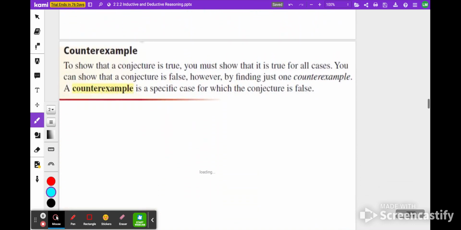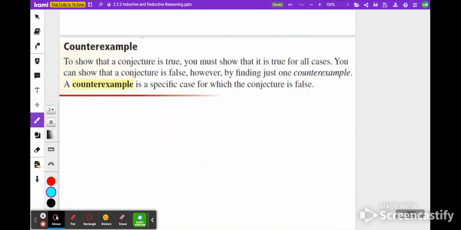The next thing we're going to discuss is what a counterexample is. A counterexample is when we have a specific case for when the conjecture is false. That's when we want to prove our conjecture wrong, almost like devil's advocate, if you've heard of that terminology before. So to prove a conjecture true, you have to show that it is true for all cases. That's the other blank we're filling into our notes for today. And then to prove a conjecture is false, however, you only need to find one counterexample.